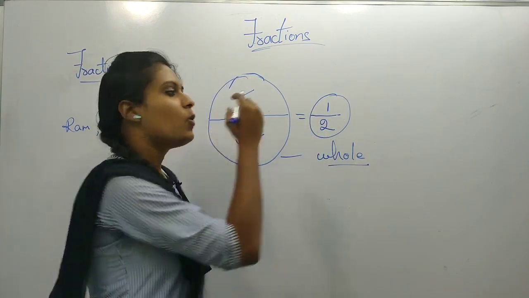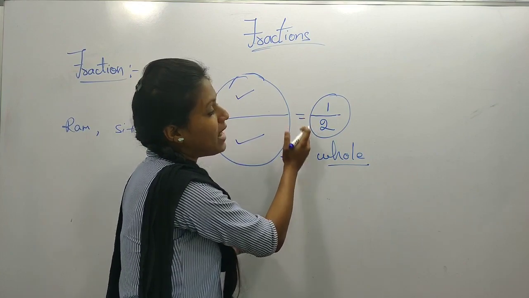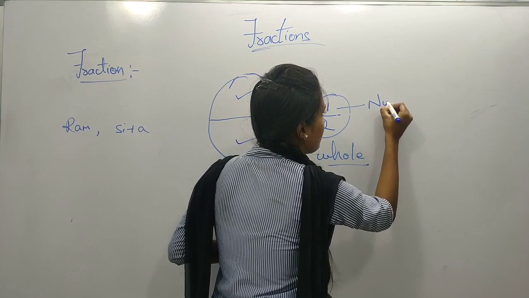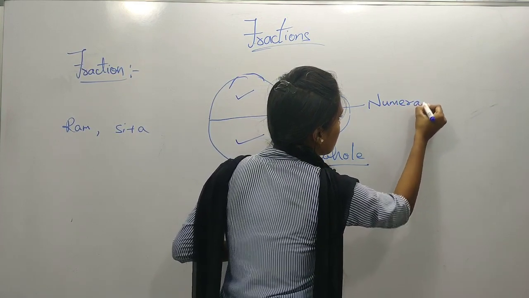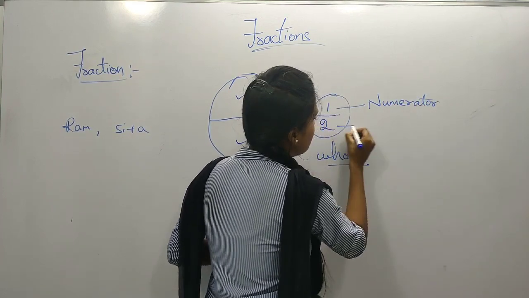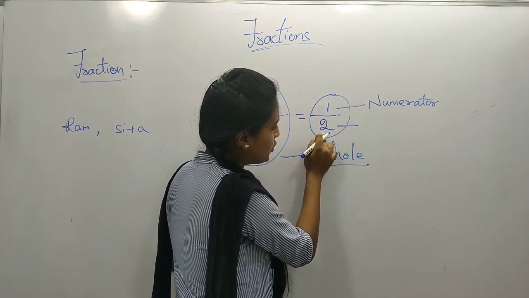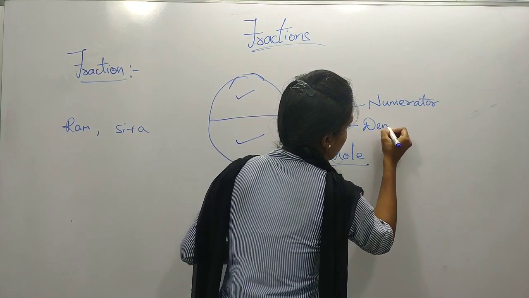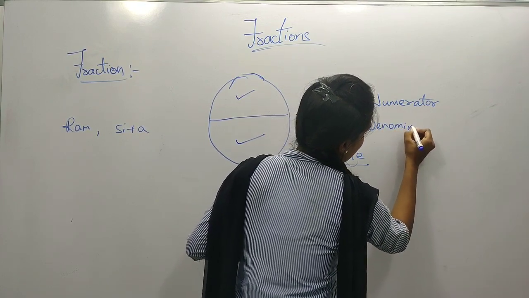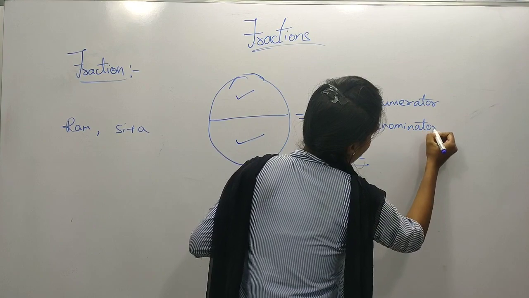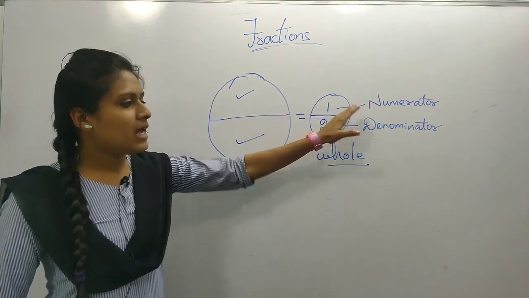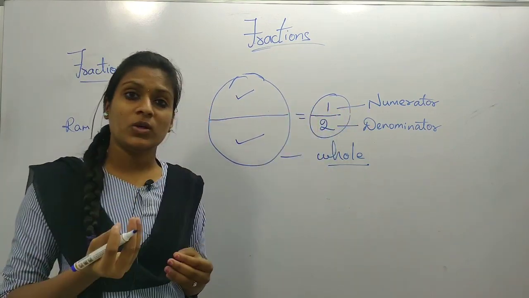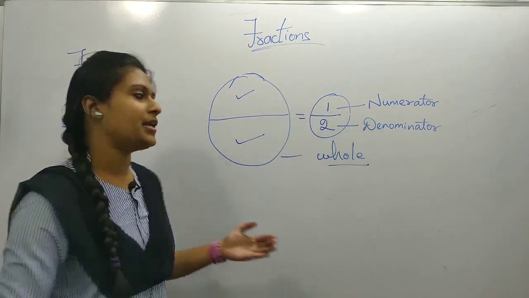In fractions, in 1 by 2, 1 is the numerator. The second one, the part after the 'by', which is 2, is said to be the denominator. Numerator and denominator. How can you know what is the numerator and what is the denominator?